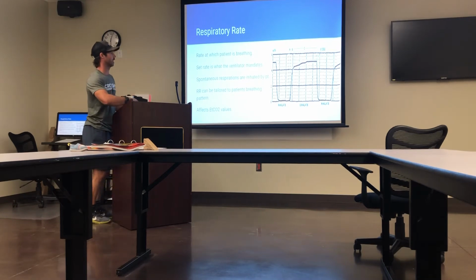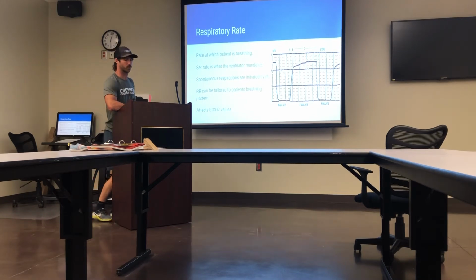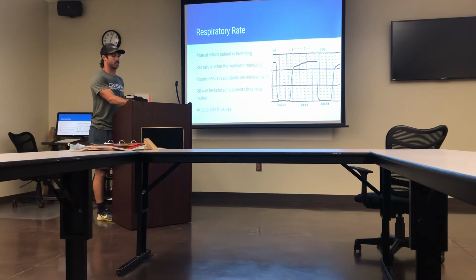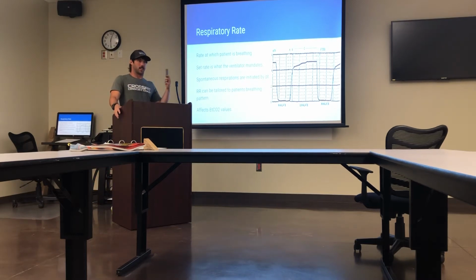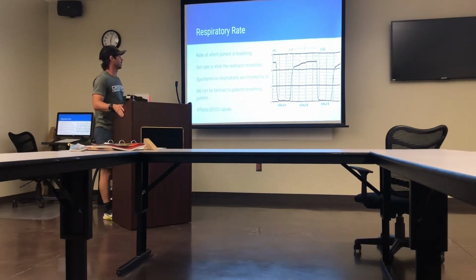Respiratory rate of what the patient was breathing at before you put them under. Like I said, if your patient's compensating and they're breathing 30 times a minute, don't set them at 16. Their body's doing that for a reason. They're trying to blow off CO2. The set rate is what the ventilator mandates.